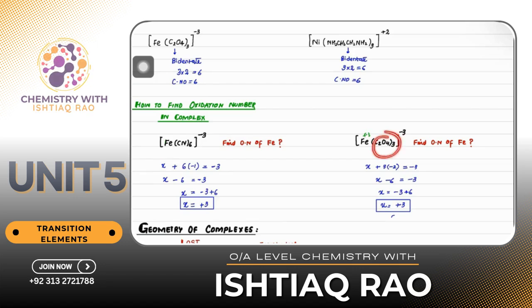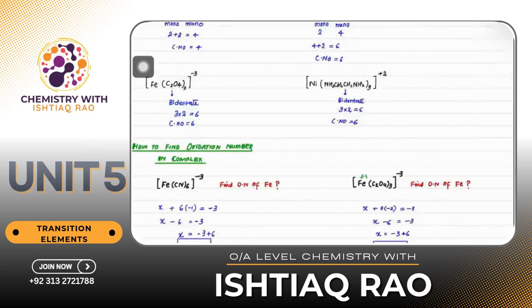Remember, this is an oxalate ion, and we know that oxalate ion is a bidentate ligand. So the charge of oxalate is -2. So I have put the value of C2O4, that is -2, and I got the charge of iron, that is +3. Simple.